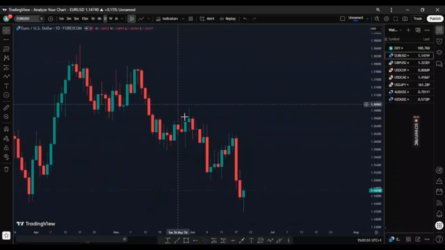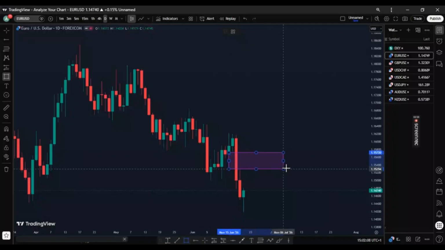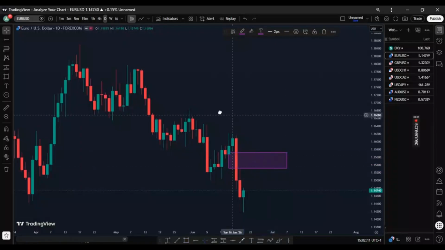Now, on Euro USD, we have a bearish trend, because if you have a bullish DXY, we'll have a bearish Euro USD. So what is the plan on Euro USD? The plan is to look for a continuation trade. As you can see here, we have the fair value gap here. On Euro USD, we just have one fair value gap. So this is the fair value gap.